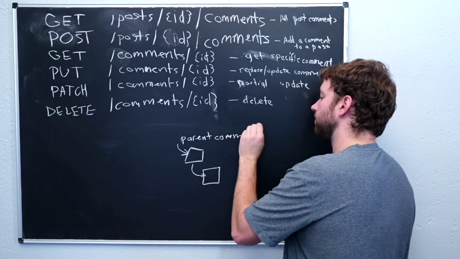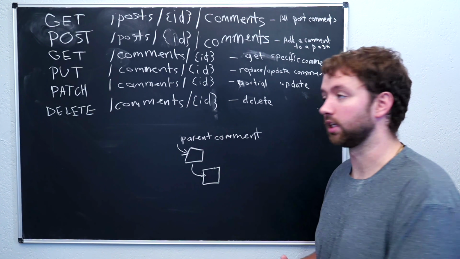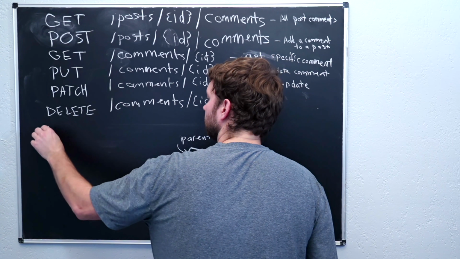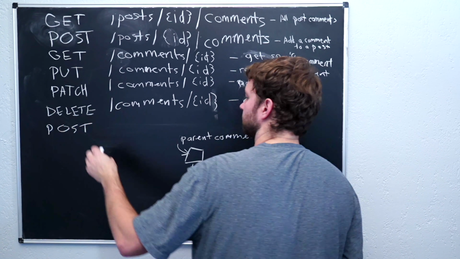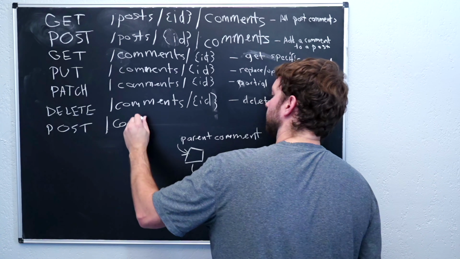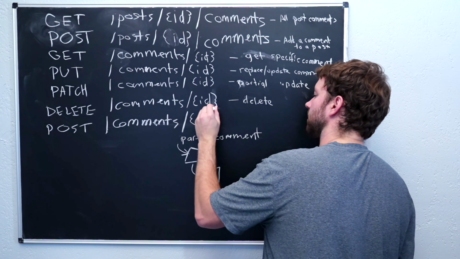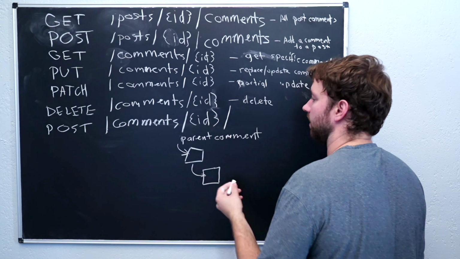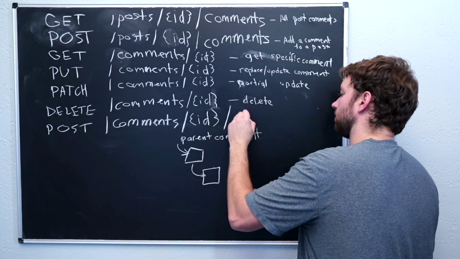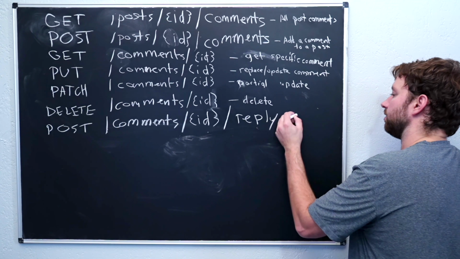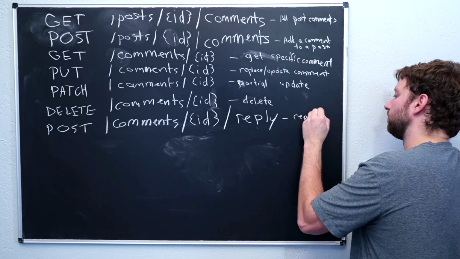Who are we replying to? So the way we would structure something like this would probably be a POST because we're creating a new comment. And then we would do /comments/ID. And then we could have a new path such as reply. And this could reply to a comment.